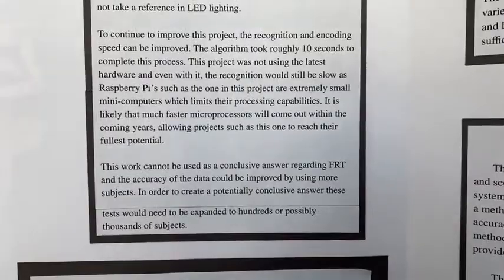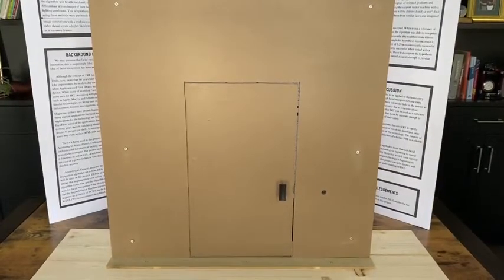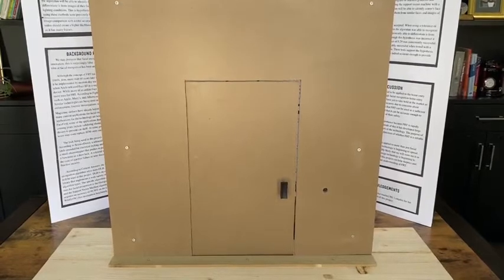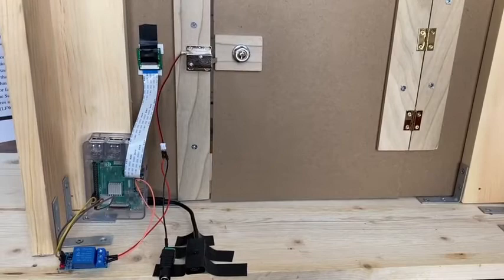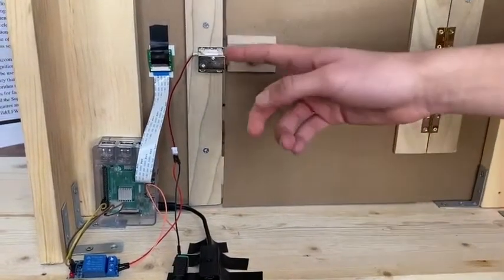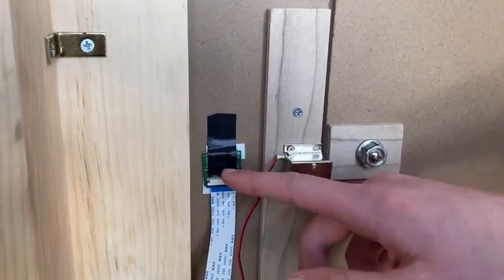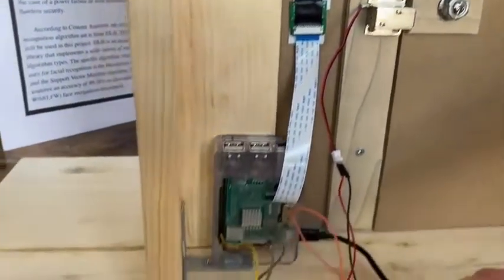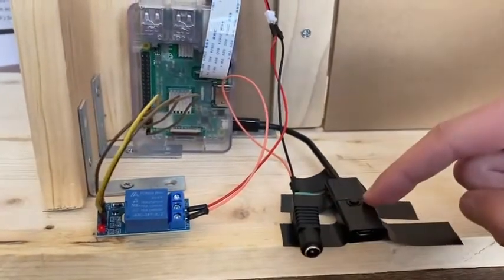This is the door demonstration that I have created to demonstrate the use of facial recognition technology in the form of a door lock. This was the circuitry used to create this project. Here you can see the 12-volt solenoid lock. Over here, we can see the Pi camera. Over here, we can see the 5-volt relay. And over here, we can see the power connections.